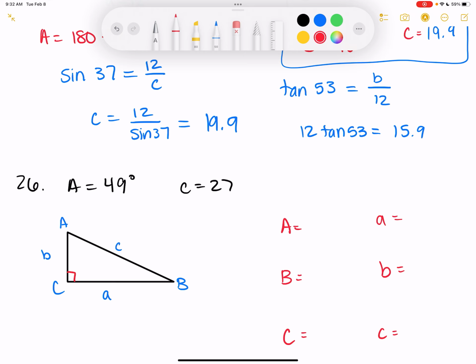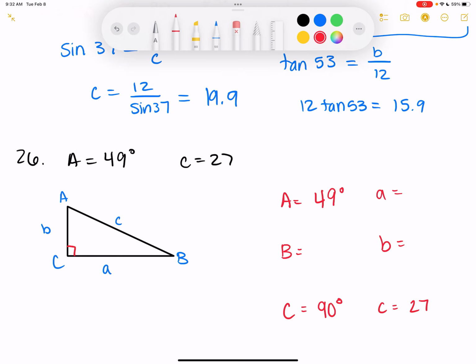All right, so label the things we know. A is 49 degrees. C is 27. We know angle C is 90 degrees. Thus, we also know what? Angle B is 41. What? Not subtraction, adding, Josh. Wait a minute.